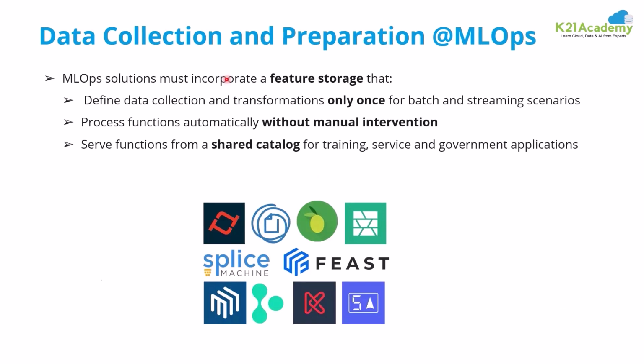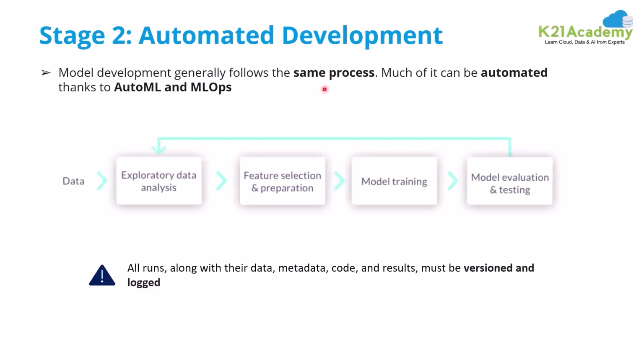So once you prepare the data, collect the data, you would like to have the process automated without manual intervention. And for this, whatever features you were able to create, you will store in the feature store. After storing it in the feature store, now what do you have? Stage two comes: automated development. This is what I'm saying, automation of the code, automation of the whole process.